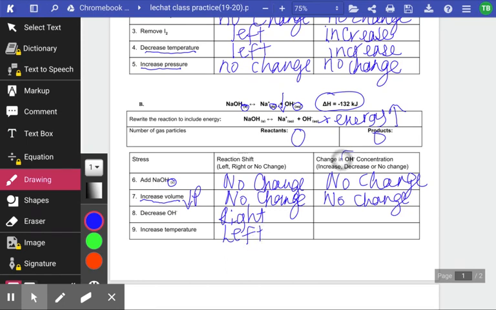Now here we're looking at hydroxide concentration. Hydroxide is a product. Products are on the right-hand side. Therefore, when I shift to the right, that means my product concentration will increase. And if I go to the left, products are not on the left. It's moving away from those, so the product concentration would decrease.